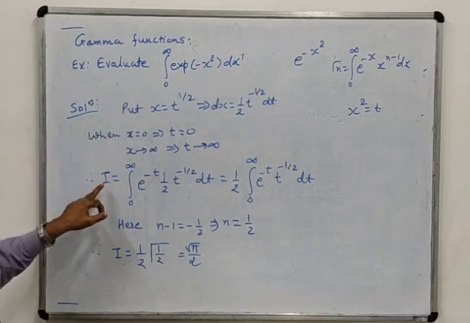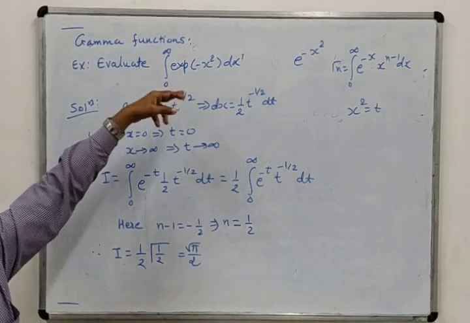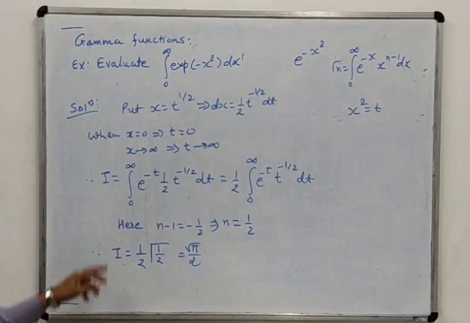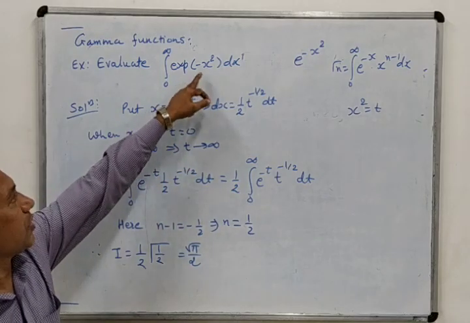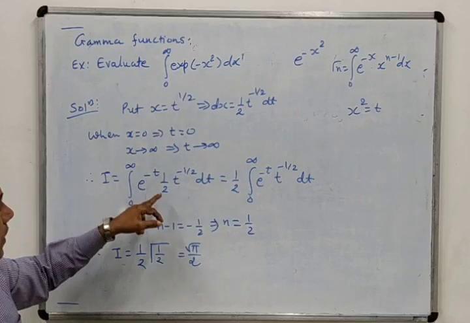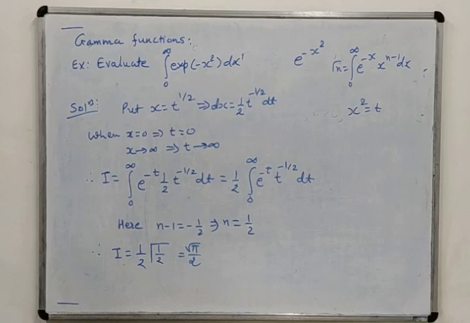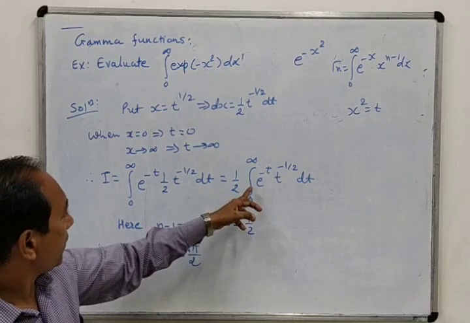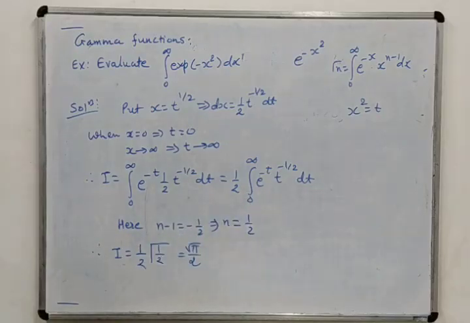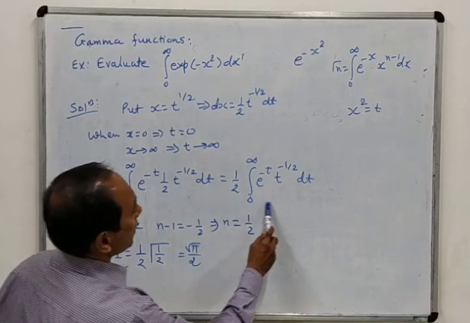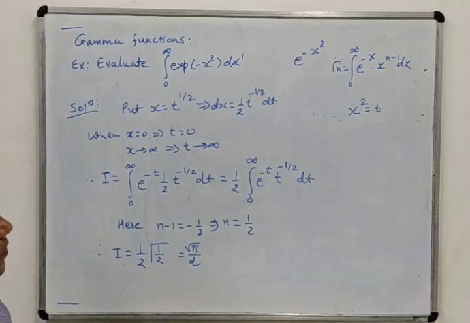So our integration now will become, we will denote this as I to avoid writing the expression again. So 0 to infinity, these are the limits of t, e raised to minus t, because e raised to minus x square and x square equal to t. And dx is 1 half t raised to minus 1 half dt. Now we will take 1 half common. So we will have 1 half integration e raised to minus t, t raised to minus 1 half dt. You can now see that this integration is exactly the same as the definition, e raised to minus x, x raised to n minus 1 dx.